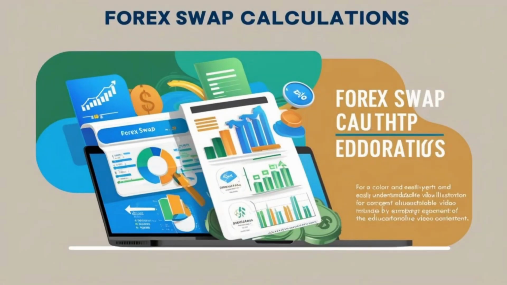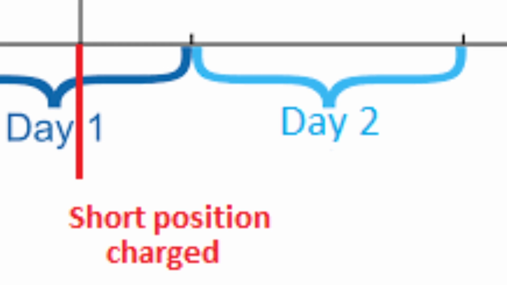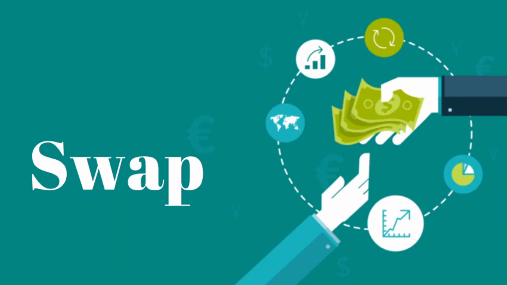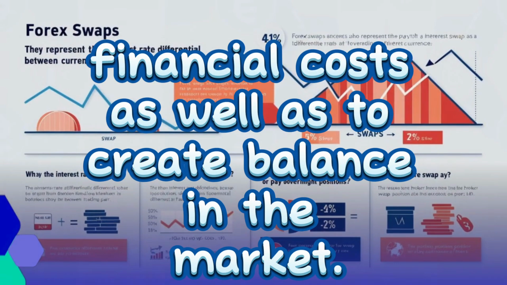What is a swap? A swap is the cost associated with holding an open trading position overnight. This cost arises due to the difference in interest rates between the two currencies that make up a currency pair. Why does a swap exist? A swap is created to compensate for the broker's financial costs as well as to create balance in the market.